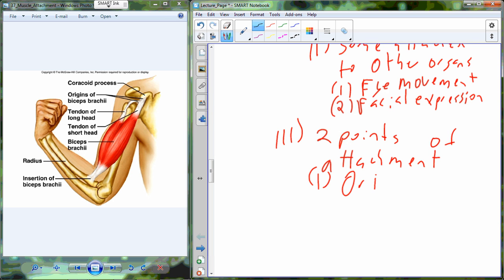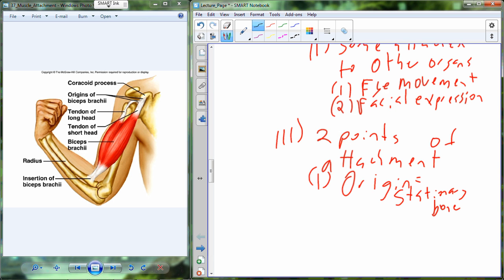One of them is going to be called the origin. And the origin is going to be attached to the stationary bone. So the bone that doesn't do any moving or shouldn't do any moving. So in this case, it's going to be the bone markings up here on the scapula. One of them is called the coracoid process. I don't expect you to really remember that. That's pretty in-depth anatomy. So that's the part of the scapula that's not going to move.